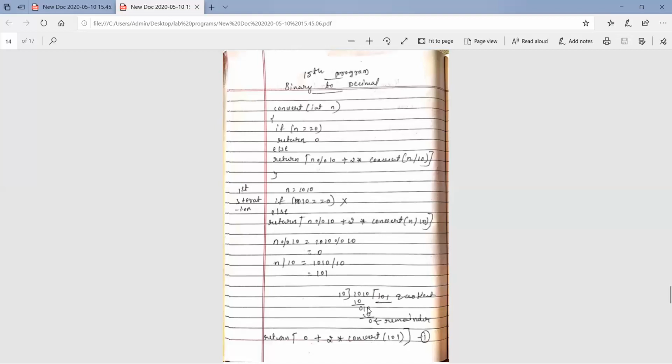So we got 10 now. Can we divide 10 by 10? Yes, we can. 10 ones are 10, so the difference is 0. We got the remainder 0, and the quotient is 101. So the remainder is 0 and the quotient is 101.